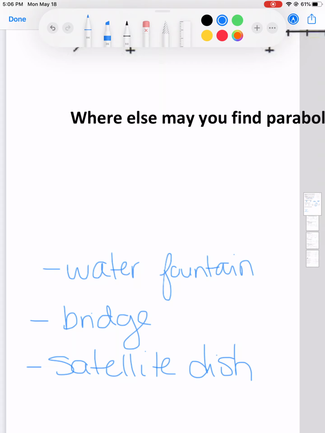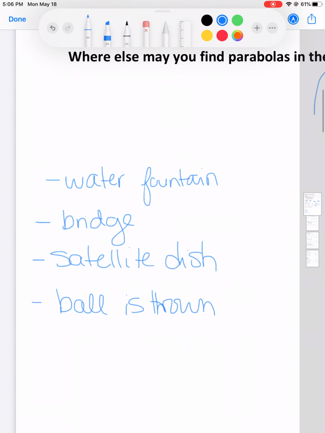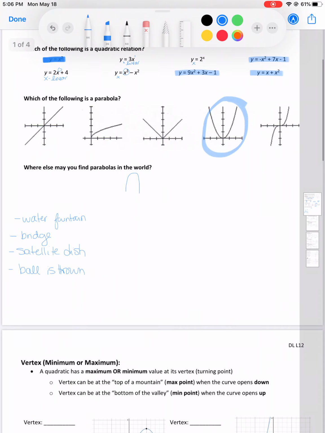Many other ones, like when a ball's being thrown. Many different examples, okay? So, let's get into it.